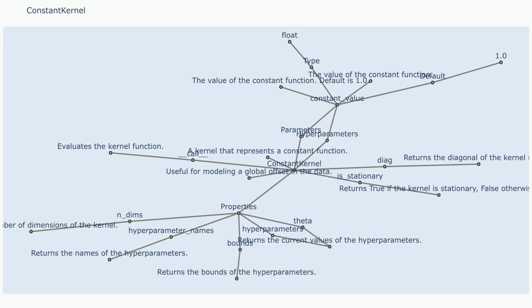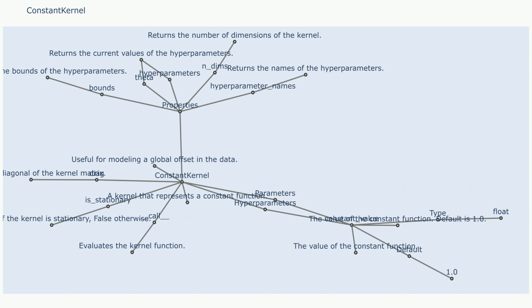Deep dive into sklearn's constant kernel for Gaussian processes. The constant kernel in scikit-learn's Gaussian process library is a simple yet powerful kernel, designed to capture the overall scale of the data. Let's dissect its workings, applications, and key aspects.